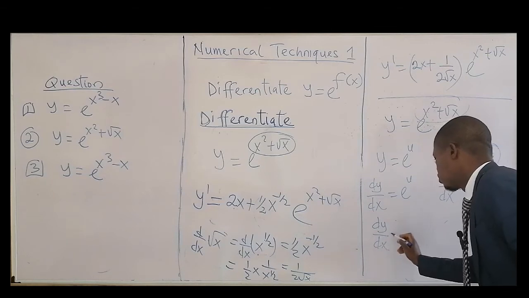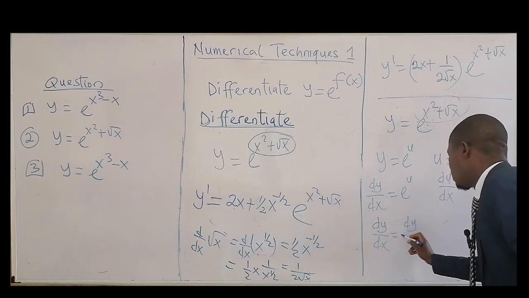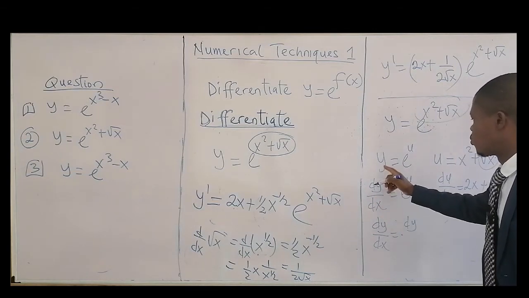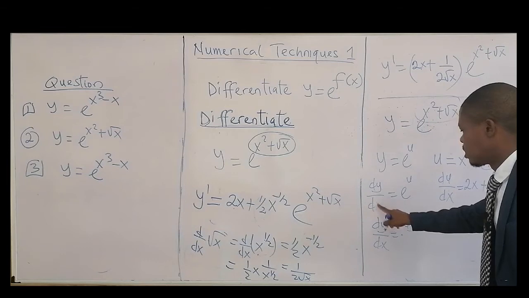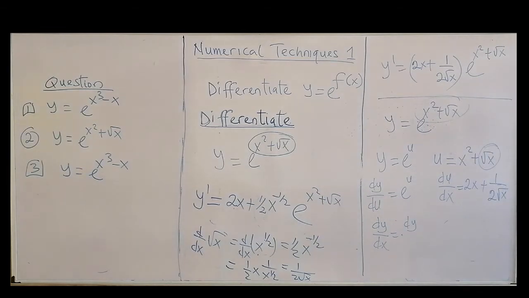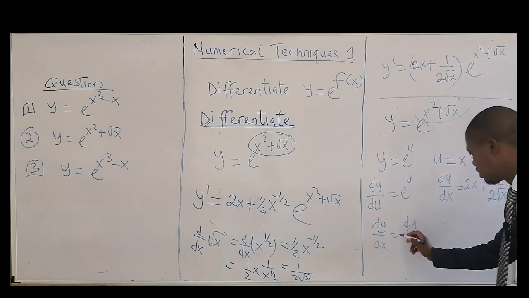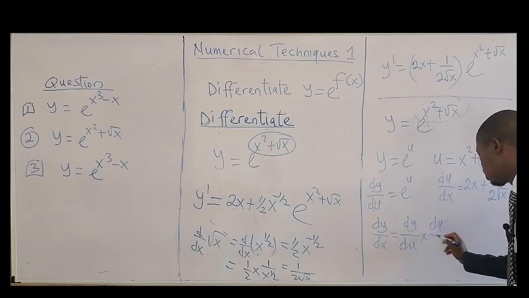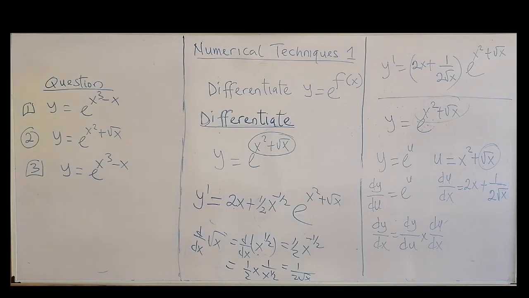So then dy/dx will be equal to dy/du times du/dx. This is dy/du, where y is a function of u, and this is du/dx. So substitute. If you plug in, your du/dx is 2x plus 1 over 2 root x, then times e^u, the exponential. Replace your u back, which is x squared plus root x. So that finished the work.